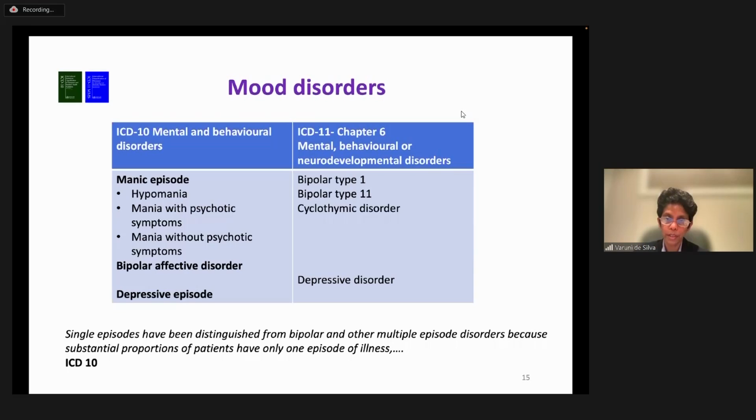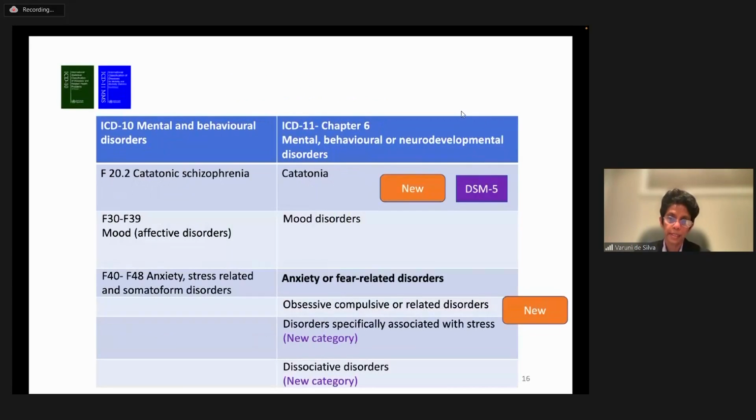So there is bipolar type 1 and there is bipolar type 2, and that is similar to the DSM. Again, I'm not going to go through the subtle differences in the diagnostic criteria because I can't do that in the time that is given. But for trainees and for the trainers also, please go through them. There are significant changes within these categories.